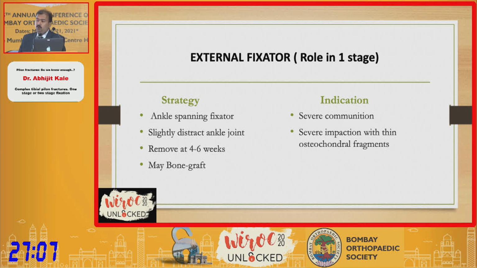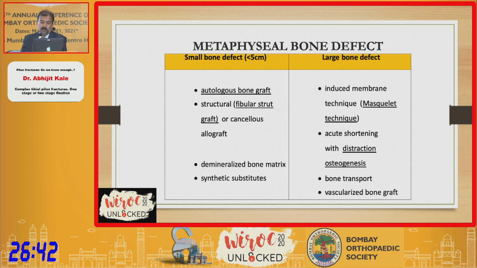Is there any role for an external fixator even in a one stage? Yes. In cases of very severe comminution, or if there is a severe impaction with a small osteochondral fragment, probably one can put an ankle spanning fixator. One can slightly over distract the joint, keep in place for 4 to 6 weeks and then remove. One has the option of doing a primary or a secondary bone grafting.